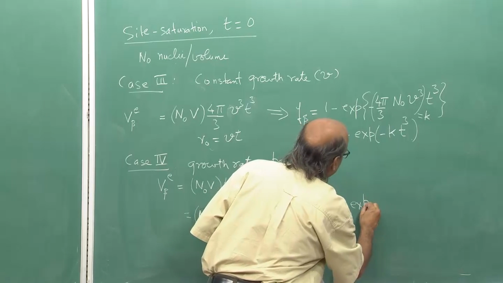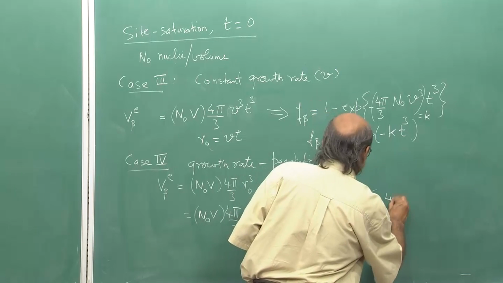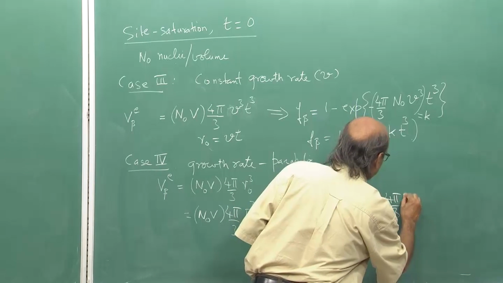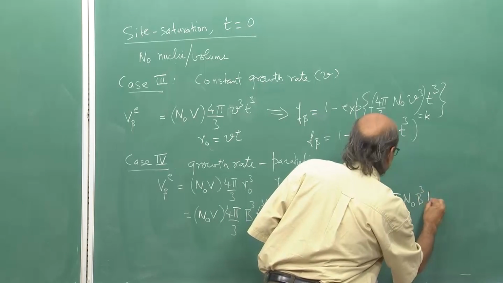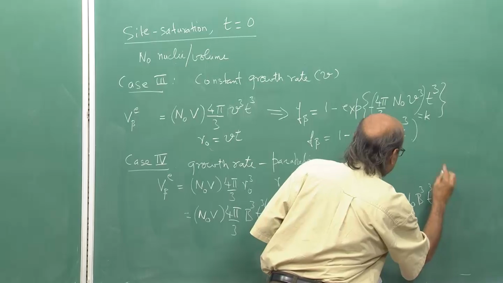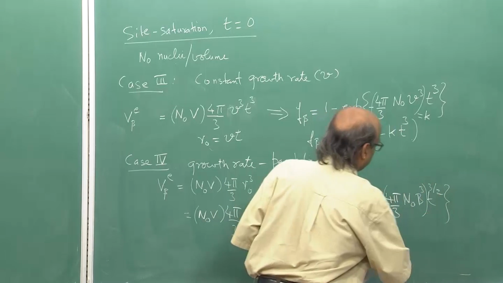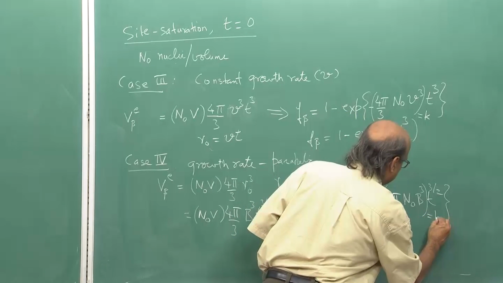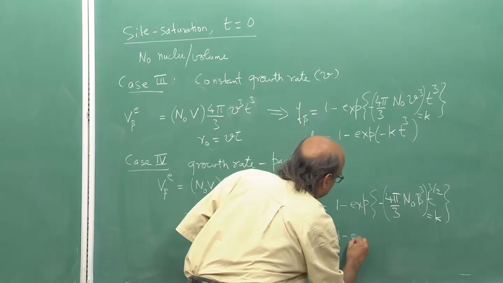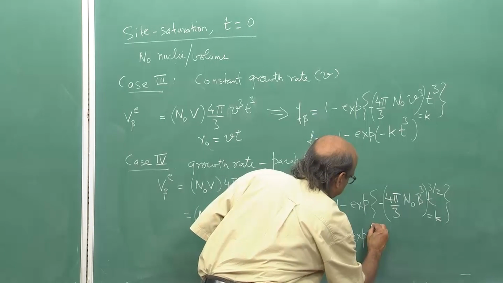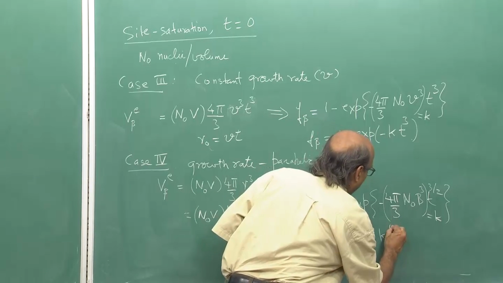f beta = 1 minus exponential minus 4 pi by 3 n0 b cube t to the power 3 by 2. Again we can lump all of these parameters as a constant k, and one will get f beta equals 1 minus exponential minus k t to the power 1.5.